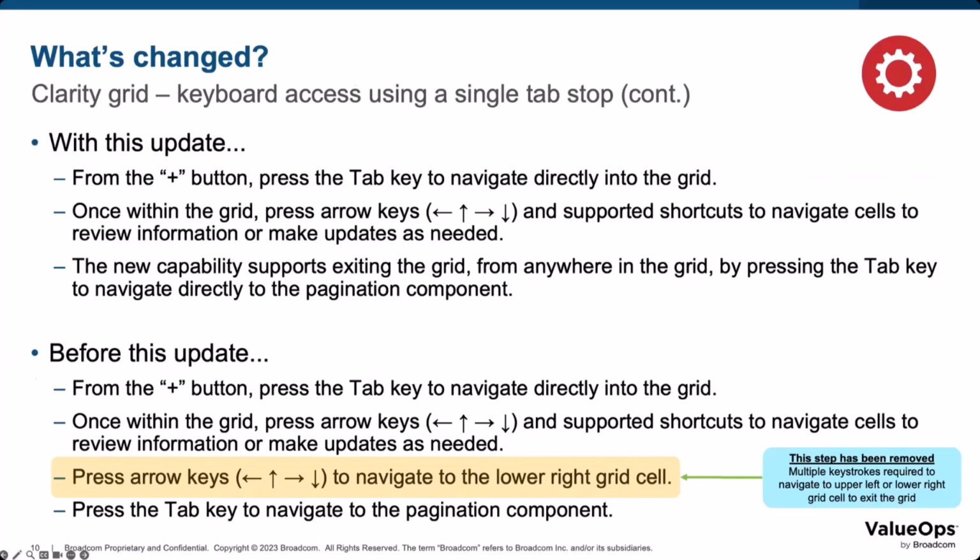For example, in the prior release, if a grid contained 100 rows and 15 columns, keyboard users would have to press the down arrow at least 100 times and the right arrow at least 15 times to exit the grid, depending on where they are. And now exiting the grid can be done with a single tab key selection.